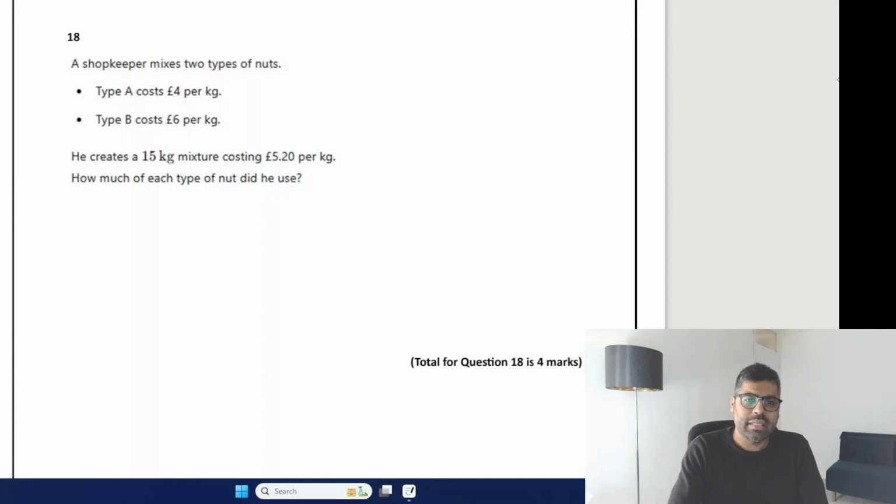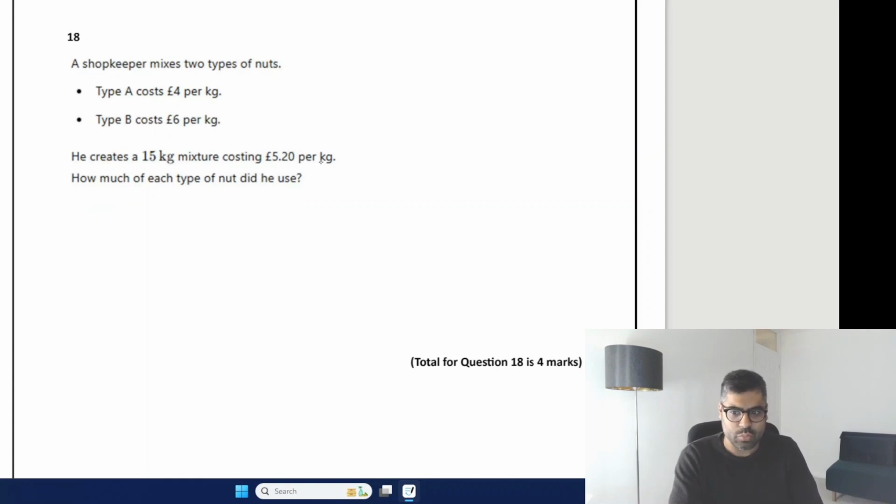Okay, so for question 18, we're told a shopkeeper mixes two types of nuts. Type A costs £4 per kilogram, type B costs £6 per kilogram. He creates a 15 kilogram mixture costing £5.20 per kilogram. How much of each type of nut did he use? A lot of people find this question confusing. They don't really know where to start. They start experimenting with type A and type B, guessing different amounts and hoping that they're going to land on £5.20 per kilogram. But really, when you get a question like this, it's ultimately just going to be simultaneous equations. So let's have a look.